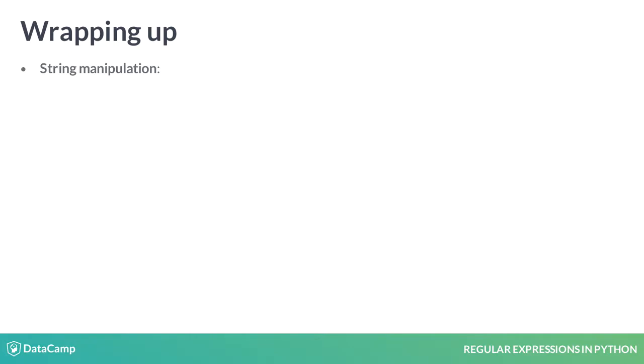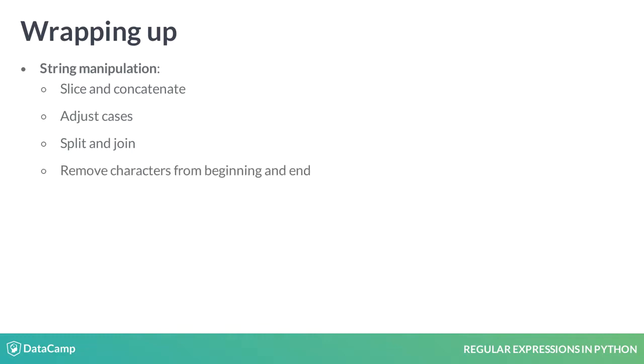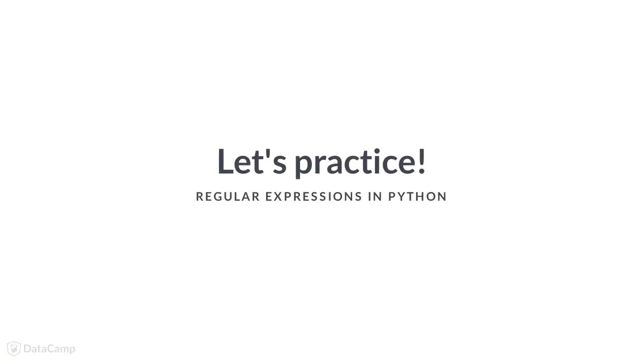In this chapter, we walked through learning how to manipulate strings, a valuable skill for any data science project. You saw how to slice, concatenate, and adjust cases of strings, how to split them into pieces and join them back together, how to remove characters, and finally, how to find, count, and replace occurrences of a substring. Now is your time to put this concept into practice.